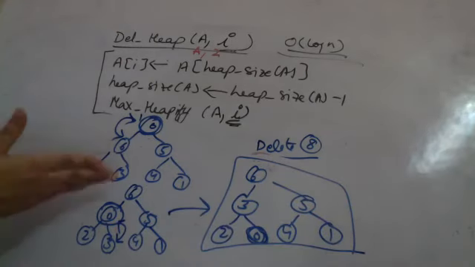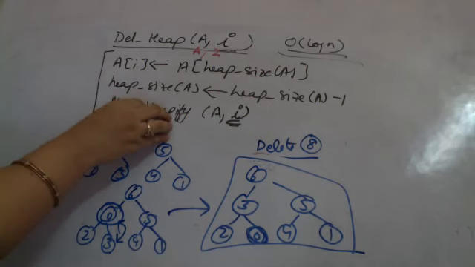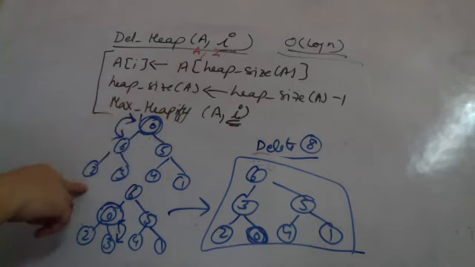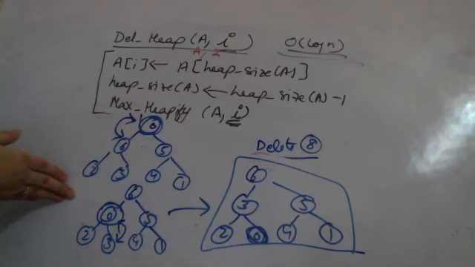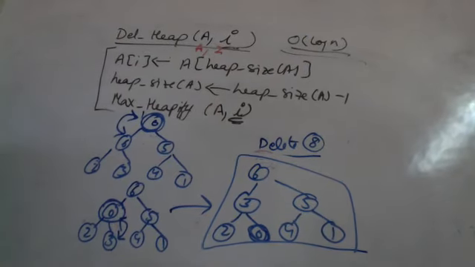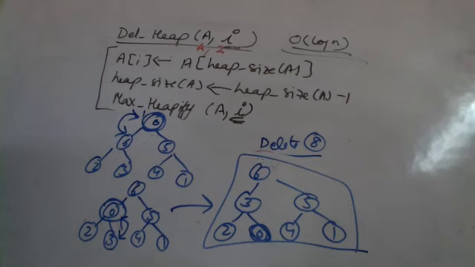This is how delete heap will go on. Whatever element I am deleting, I replace it with the last. Again, till the last node, max heapify will be recursively called. So the complexity of delete heap is again of the order log n. Insertion and deletion in a heap are now clear to all of you. Both of them take of the order log n time only.